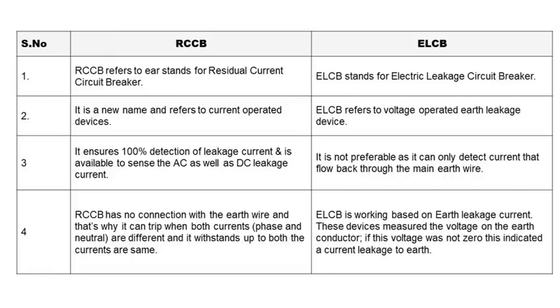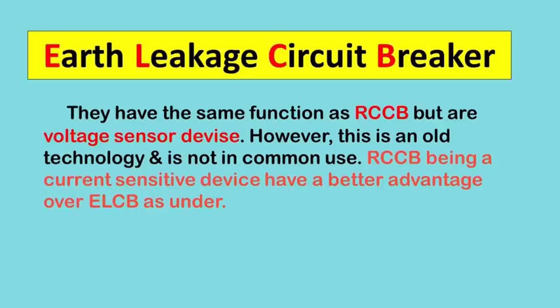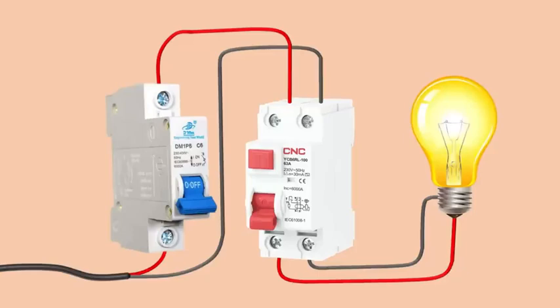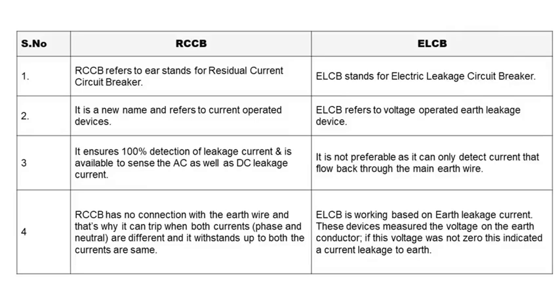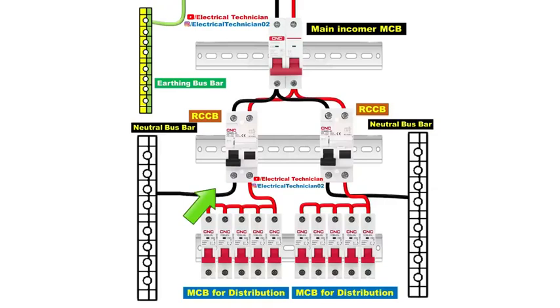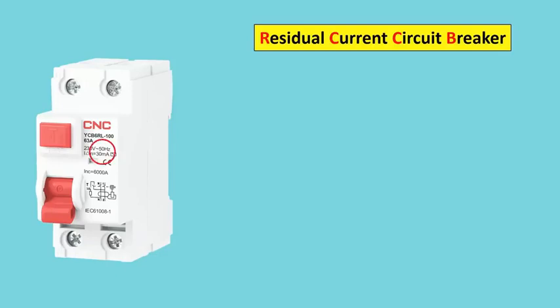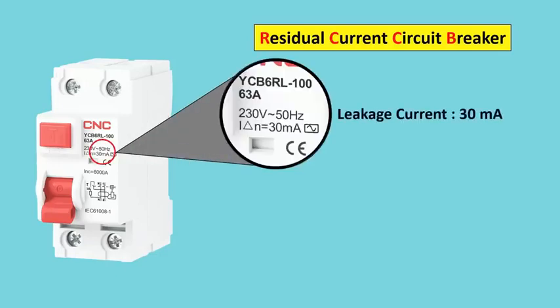For now, just understand that both RCCB and ELCB are a type of device which provides protection from electric shocks and earth fault. If you go to market to buy a ELCB, then it may be possible that you can't find it. For now, you can only find RCCB in the market, which is more sensible than ELCB. Before moving forward, I want to tell you one more thing, that when you go for installation of RCCB, the leakage current of RCCB must be 30 milliampere.